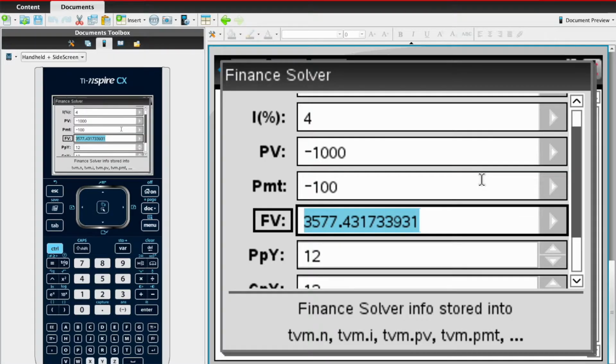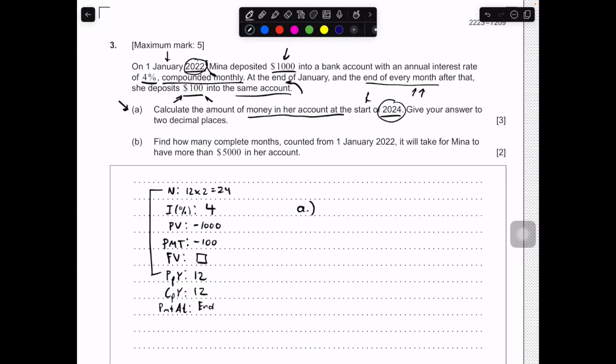Okay, 3,577.43. So often financial mathematics questions may specifically ask you to round to the nearest dollar, but they'll generally state it, and here it is to 2 decimal places right here. So 3,577.43.